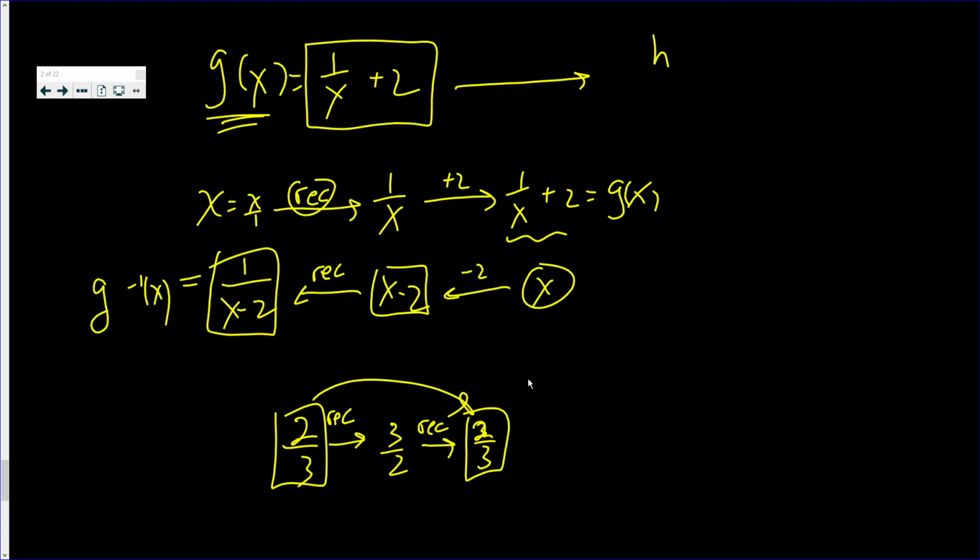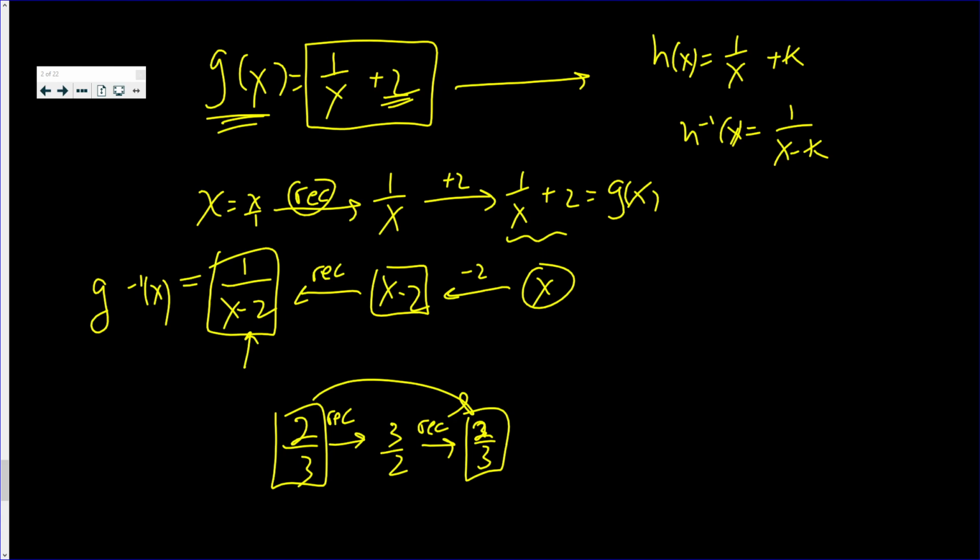Now, suppose you have f of x is 1 over x plus k. Notice k was plus 2. And now it's x minus 2. Will h inverse of x be 1 over x minus k?